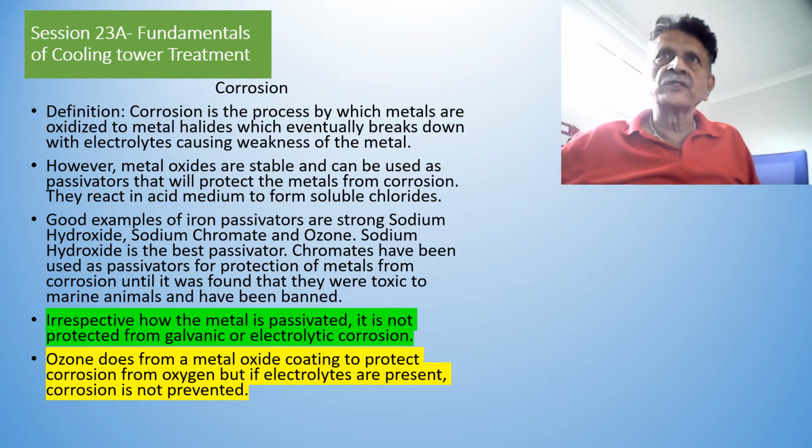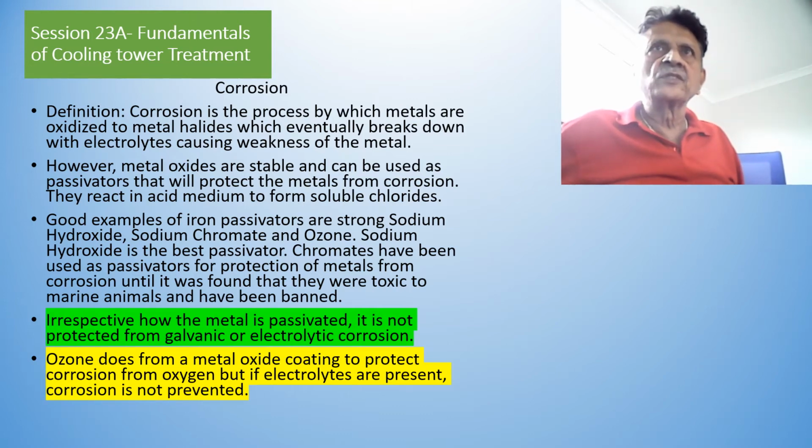First, we look into the definition of corrosion. Corrosion is a process where metals are oxidized to an oxide combined with moisture and eventually to possibly soluble halides, in the presence of electrolytes. Corrosion weakens the metal, forms holes, and breaks down the metal.